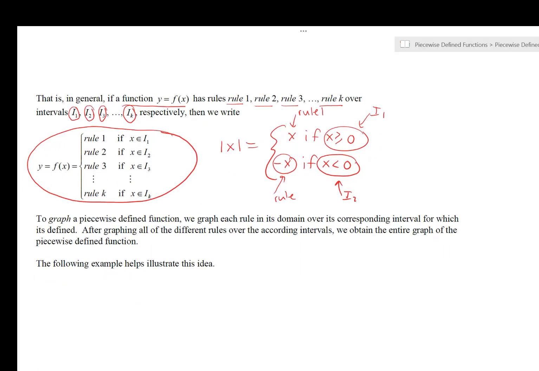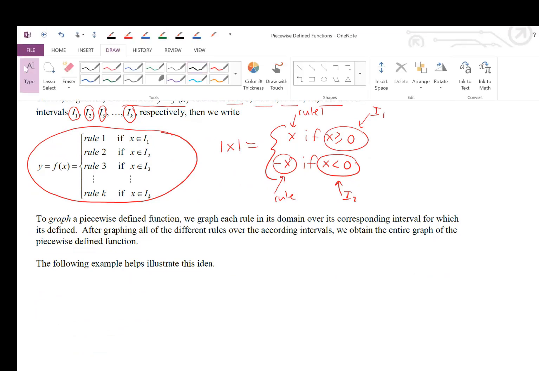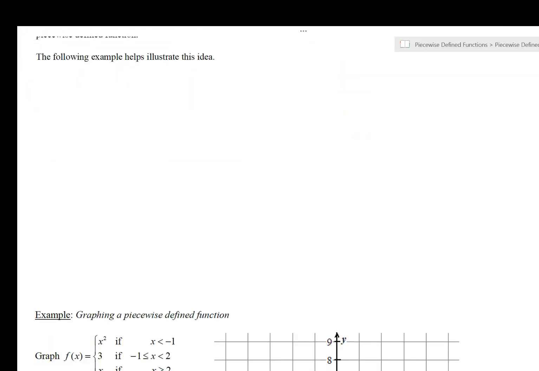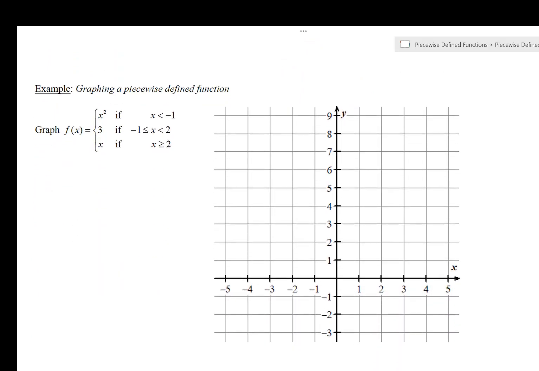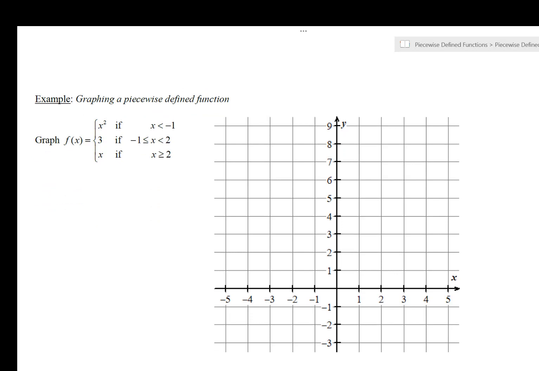Let's look at an example to help us understand this even more. Let's pick blue. All right, we are going to graph this function here. f of x has 3 different rules. The first rule is x squared if x is less than -1. Then it is behaving like just the number 3 for values of x between -1 and 2. Notice that it's defined to be 3 at x is -1, but not at 2. And then finally, it's x if x is bigger than or equal to 2. So we'll just run through these one by one.